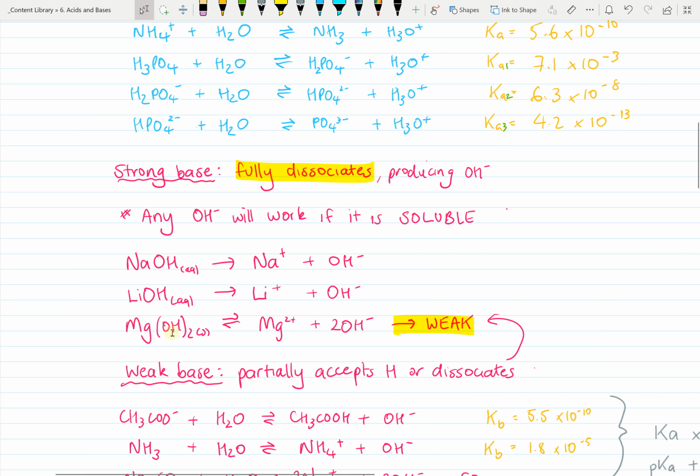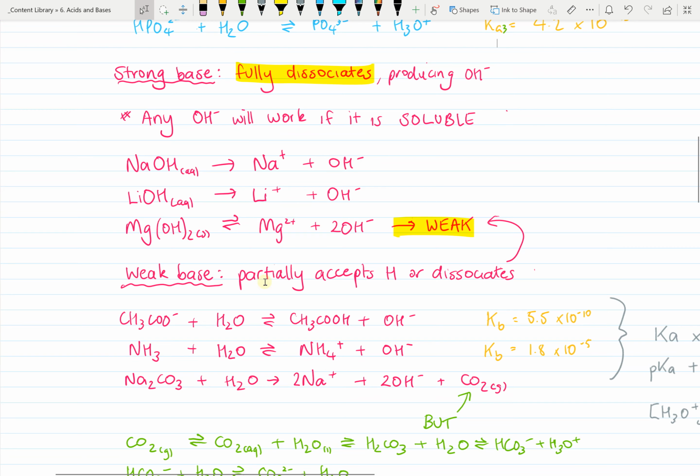Now, magnesium hydroxide contains OH and so would be a strong base if it fully dissolved. However, it's got a Ksp associated with it, and so only a small proportion of it would be in the hydroxide form, and a lot of it will be wrapped up in the solid form. So magnesium hydroxide would not be a strong base, but it has the ability to if it dissolves.